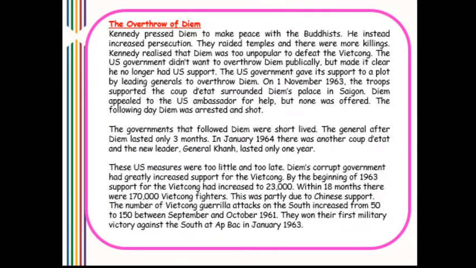These US measures were too little and too late. Diem's corrupt government had greatly increased support for the Vietcong. By the beginning of 1963, support for the Vietcong had increased to 23,000. Within 18 months, there were 170,000 Vietcong fighters. This was partly due to Chinese support as well. The number of Vietcong guerrilla attacks on the south increased from 50 to 150 between September and October 1961. They won their first military victory against the South at Ap Bac in January 1963.